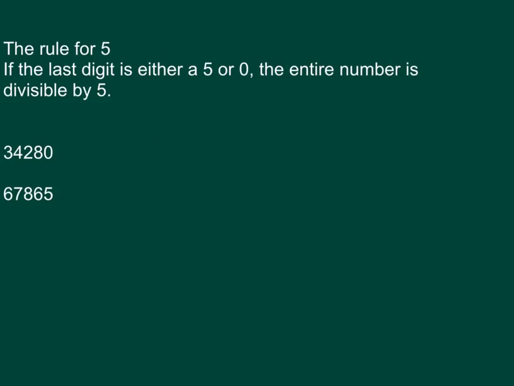Okay, the rule for 5. This one's really easy. The rule for 5 is if the number ends with either a 5 or a 0, the entire number is divisible by 5. So, kind of like the 2 rule, you just have to look at one digit and make a decision. So, in this case here, this first number, it ends in 0. Yes, that works. The second number, it ends in 5. Yes, that works. Here's 2 examples that meet the rule for 5.